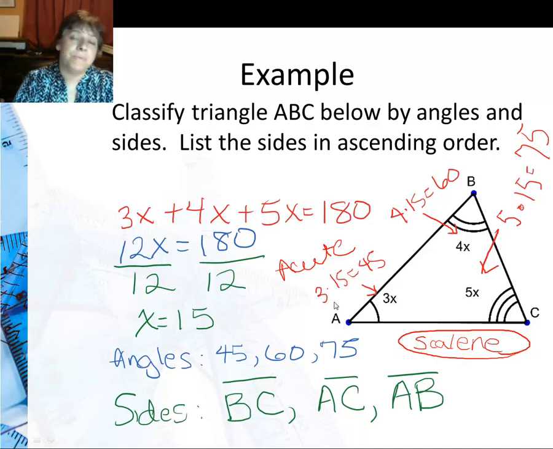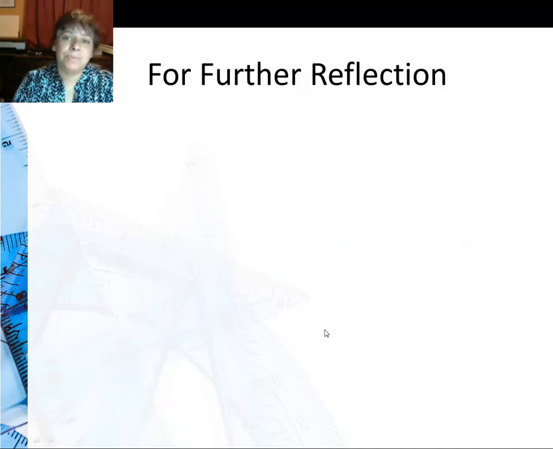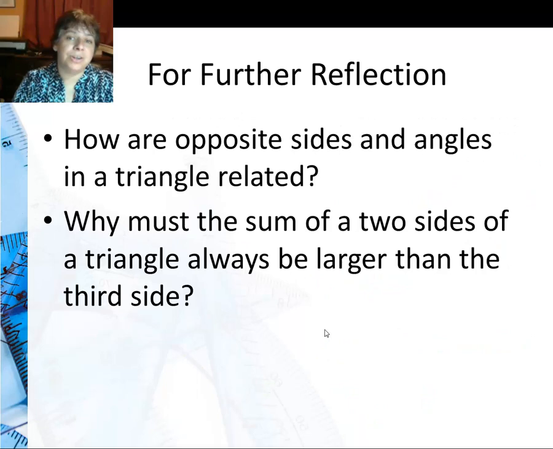If the angles don't match, the sides don't match. So for further reflection, how are opposite sides and angles in a triangle related? The biggest side is going to be opposite the biggest angle, and the smallest side will be opposite the smallest angle. And why must the sum of two sides of a triangle always be larger than the third side?